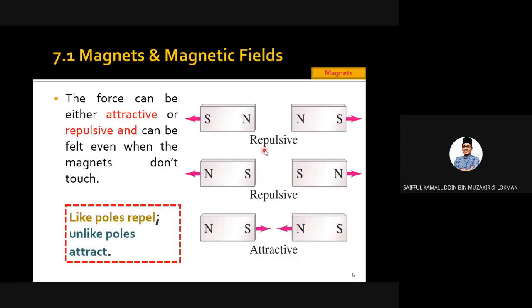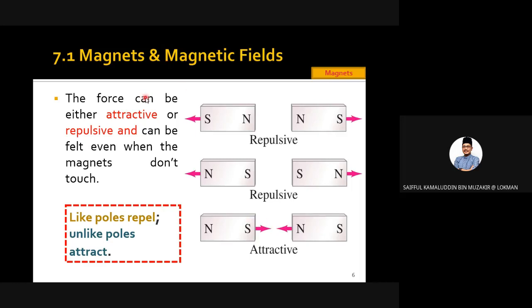This is the general knowledge: like poles repel, unlike poles attract. If we have two bar magnets and we bring the north poles together, they will repel each other. The same goes for the south poles. But for unlike poles, for example, if one end is the south pole and the other one is the north pole, they will attract each other. Remember this. This looks simple, but we tend to forget it in certain cases. We will look at the cases later.